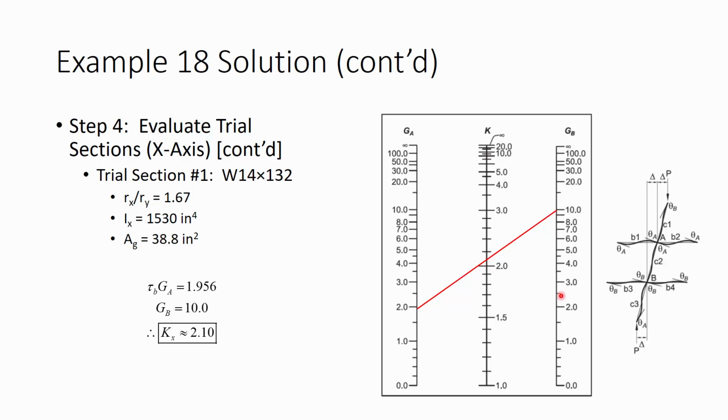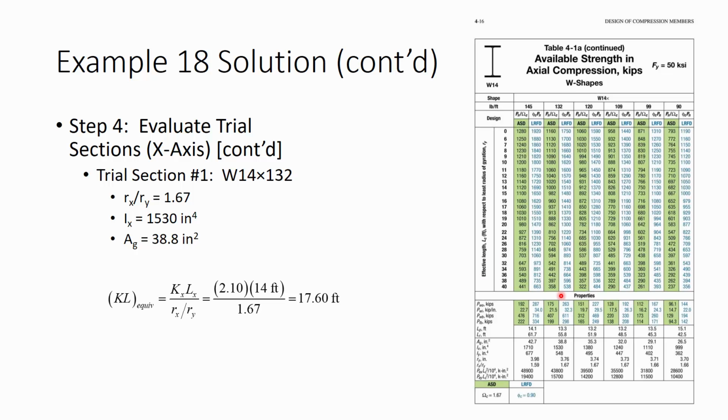Now once we have our K value, this goes right back to a singular column design problem. So let's recall, you have an Rx over Ry ratio. Remember, we looked up trial section number 1 based on its weak axis capacity. Now we have to validate its strong axis capacity. So now that we have that K value, we just say KxLx over that ratio of Rx over Ry. So K is now 2.1, the 14 feet for the length, and then the 1.67 for the ratio.